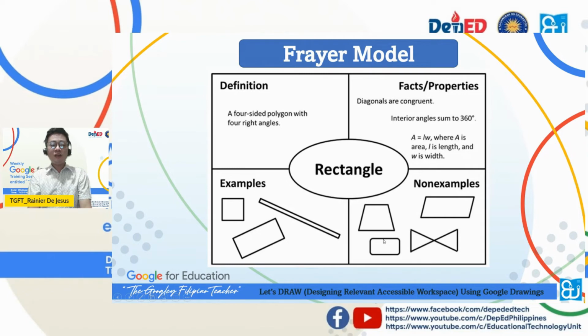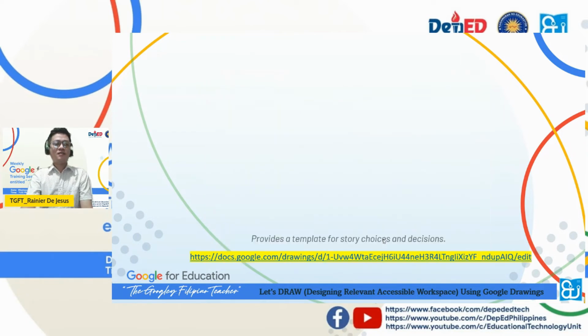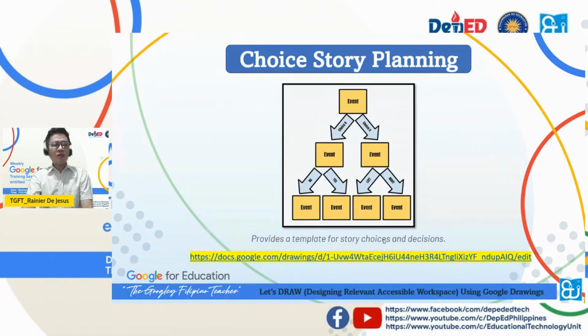Pwede po natin gawin yan, lalo-lalo na sa ating Google Drawings. Next, we also have the choice story planning. It provides a template for story choices and decision. This visual organizer may be used in the following subject areas, dear teachers.